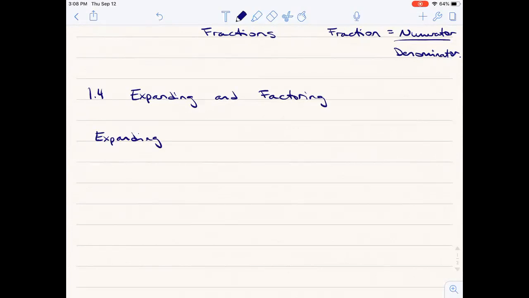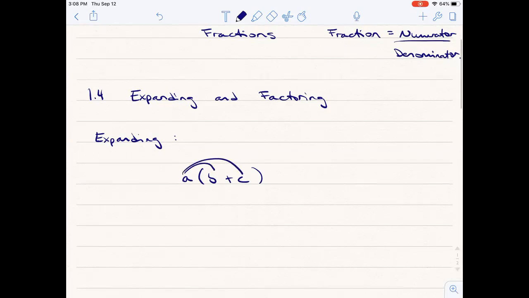But expanding is when you have something like A times B plus C. Right. To expand this, we get rid of the brackets essentially, right? And we do something like A times B plus A times C. AB plus AC. Okay. And now we don't have any brackets anymore.